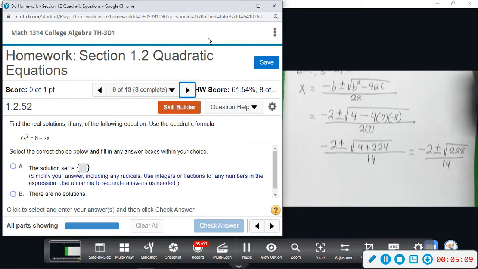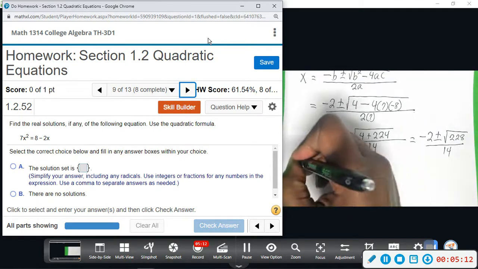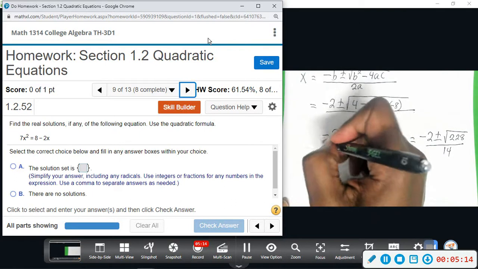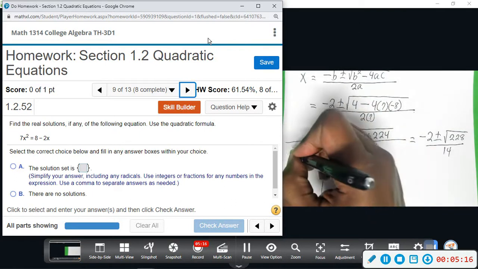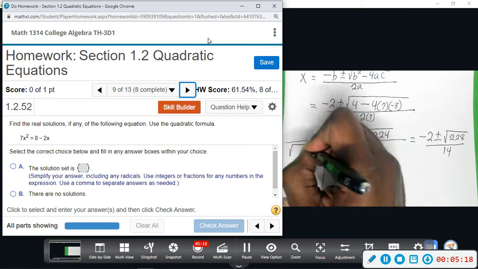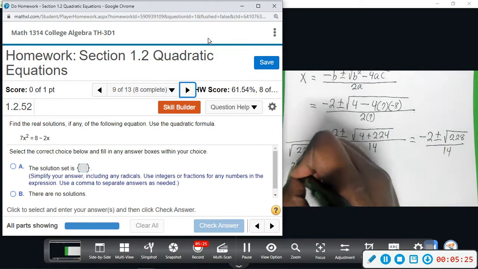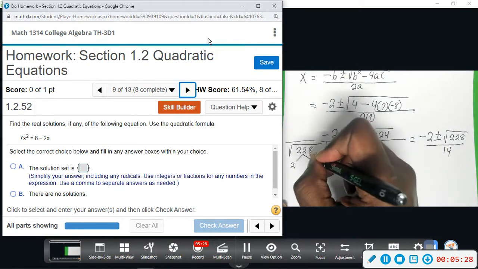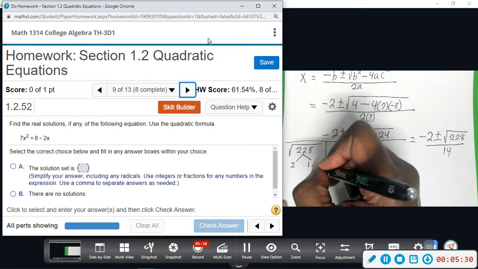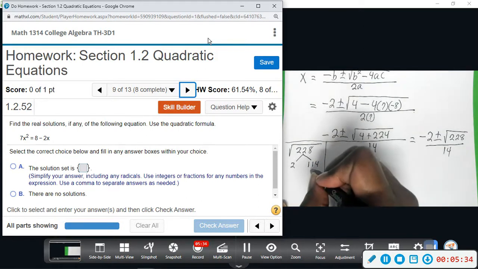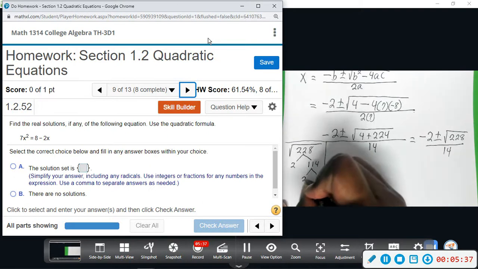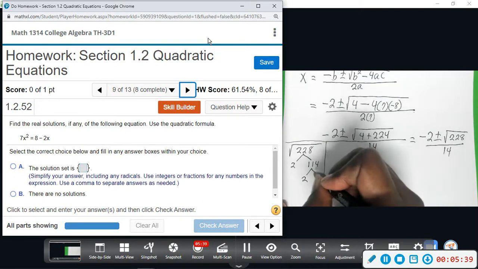So I'm going to reduce that radical over here to the side. Square root 228. So it's even. I can divide by 2. 2 and 114. Even again, so I can divide by 2. So 2 and that'd be 57.